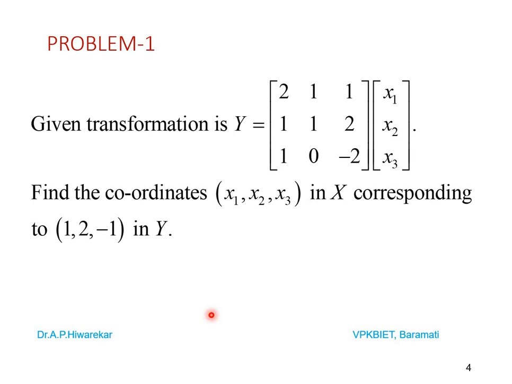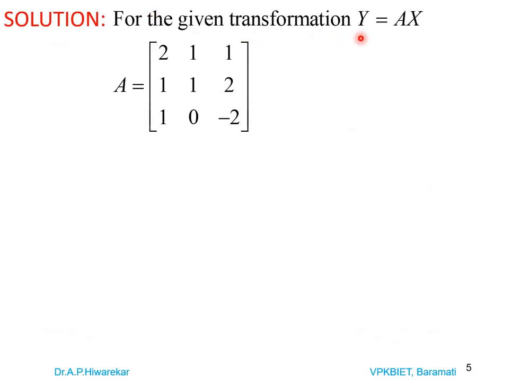Problem number 1. The given transformation is y is equal to the matrix [2 1 1; 1 1 2; 1 0 -2] into x1, x2, x3. Find the coordinates x1, x2, x3 in x corresponding to 1, 2, minus 1 in y. So we have the given linear transformation y is equal to Ax. To solve this problem means we have to find the values of x when y values are given. And matrix A is 2 1 1, 1 1 2, 1 0 minus 2.